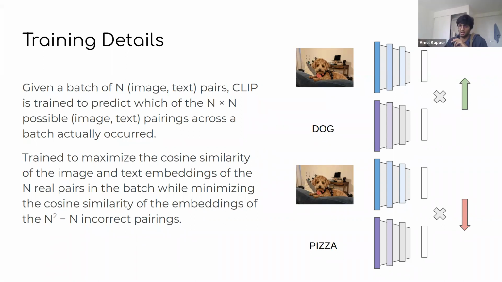Whereas if the picture was of a dog and the corresponding text was of a pizza, the model is going to say, hey, this didn't actually exist anywhere in our data set, so we're going to try and make the cosine similarity of these two concepts lower, and so spread them farther away in the underlying embedding space.